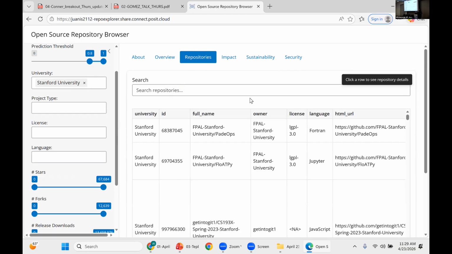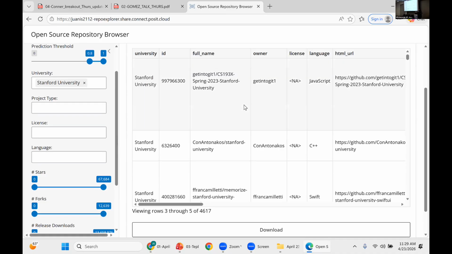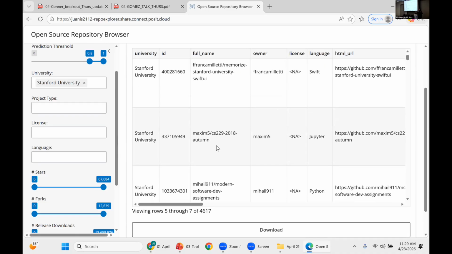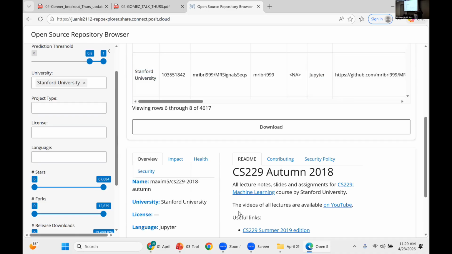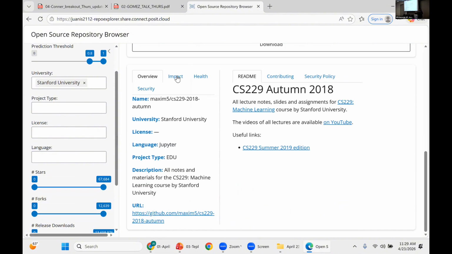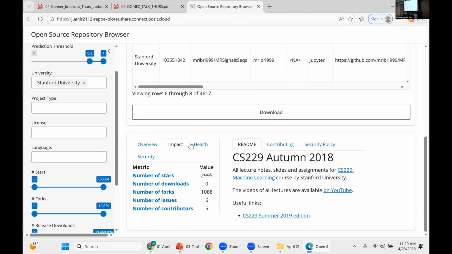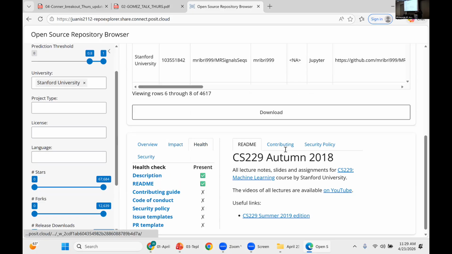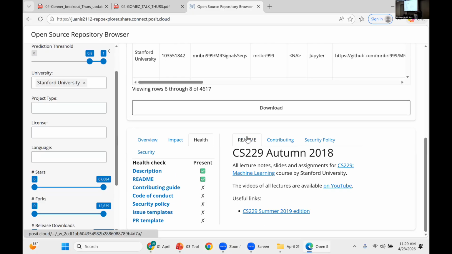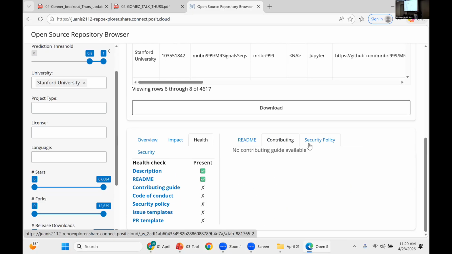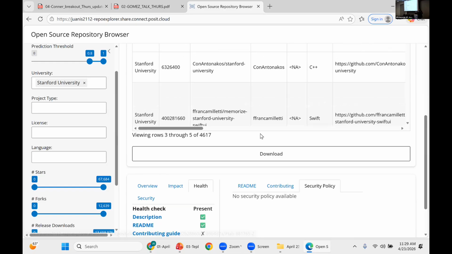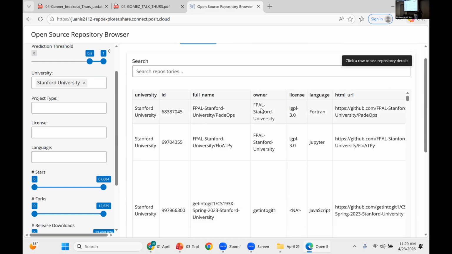I also have some raw data if you want to just see a table of all of the projects from a specific university or all of them. You can actually click on them and then see other information from this specific university. It renders a community file, the README, the contributing file, and the security policy if available, which as we saw, most of them don't have.